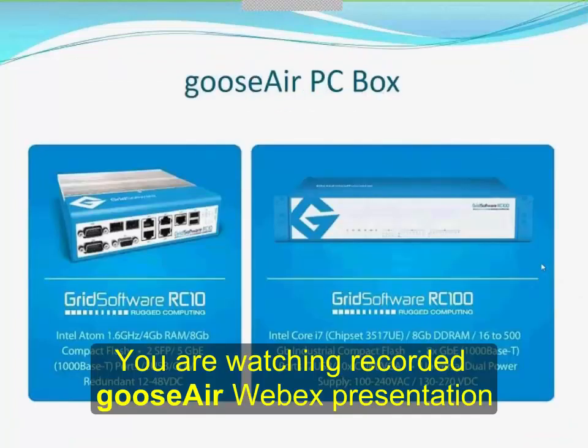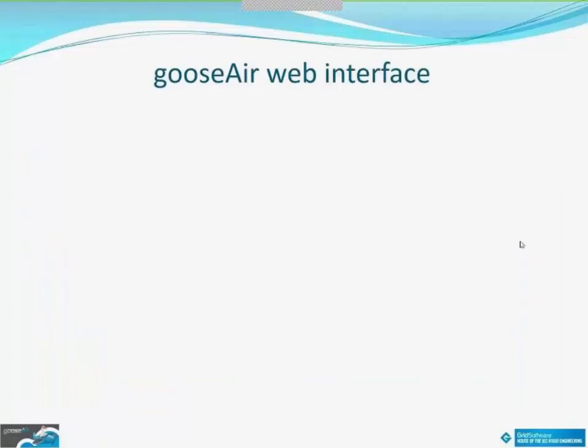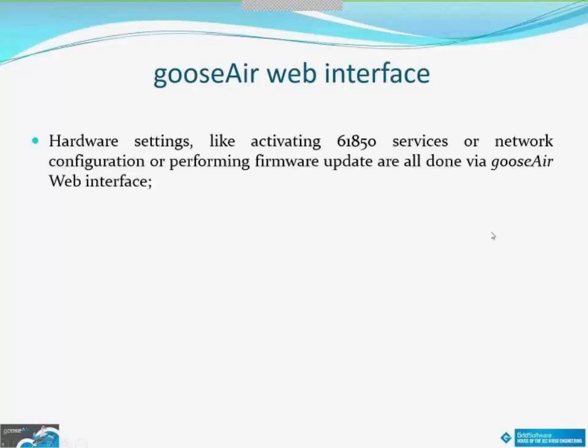This is a look of the GooseAir PC box hardware which we are currently offering. We are offering two versions of hardware. One is RC10 running on Intel Atom 1.6 gigahertz processor, offering 5 Ethernet gigabit ports, 2 SFP ports, and also 2 RS232 ports. And the other one is a more advanced hardware version, RC100, offering i7 processor with 8 gigabit Ethernet ports. GooseAir also uses a web configuration interface, which serves for hardware settings, like activating 61850 services or setting network configuration or performing firmware updates.